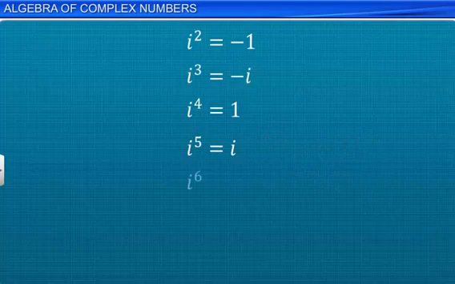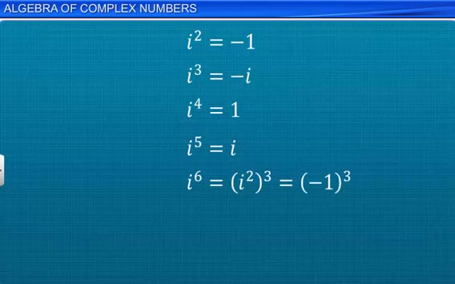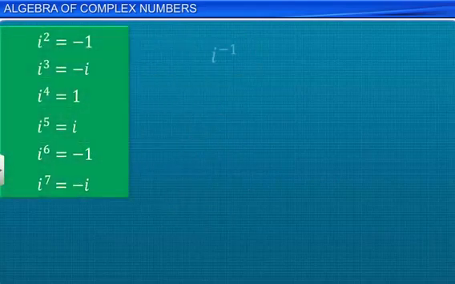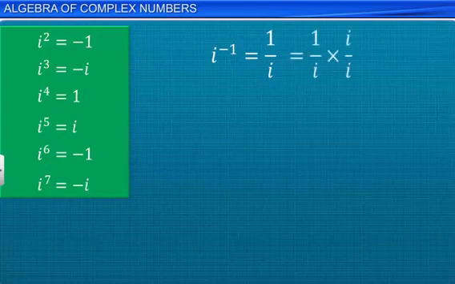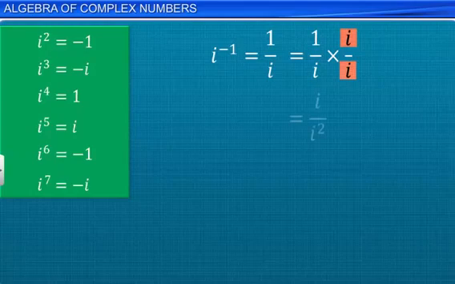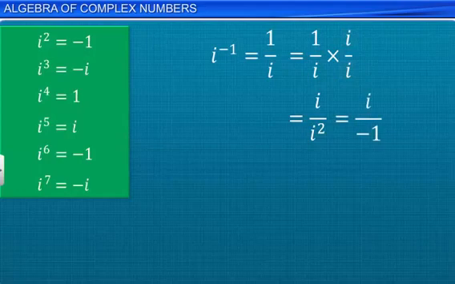Similarly, i raised to the power 6 is equal to minus 1, and so on. i raised to the power minus 1 is equal to 1 divided by i. On multiplying the numerator and denominator by i, we get i divided by i squared. On simplification, we get minus i.